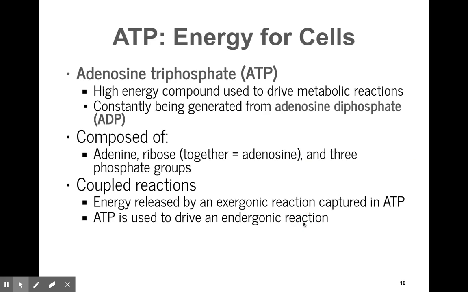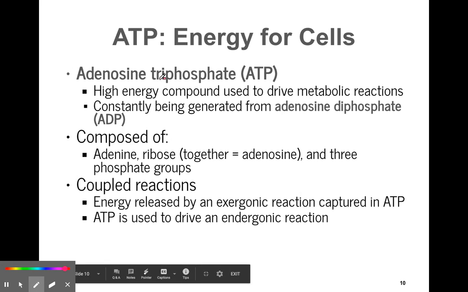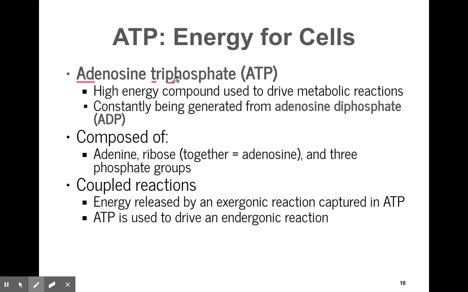The energy that our body needs is called ATP. ATP is the energy for your cells. ATP stands for adenosine triphosphate. It's a high energy compound which is used to drive the metabolic reactions. It's constantly being generated from adenosine diphosphate, or ADP. ADP is composed of an adenine group, a ribose group, and 3 phosphate groups.